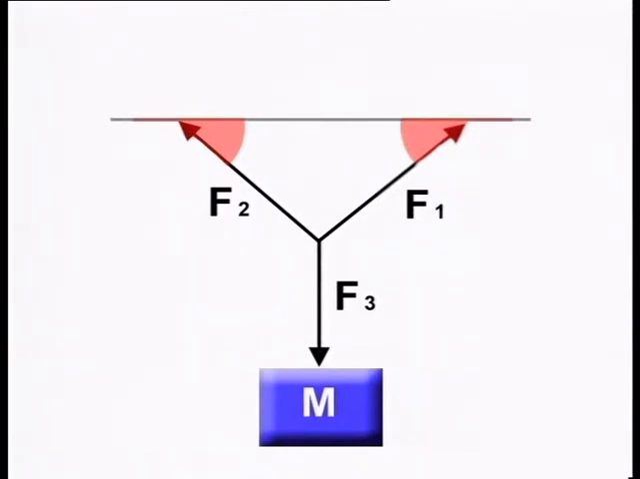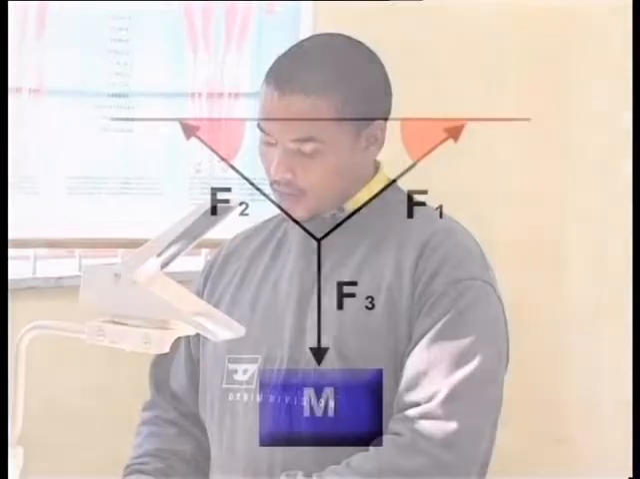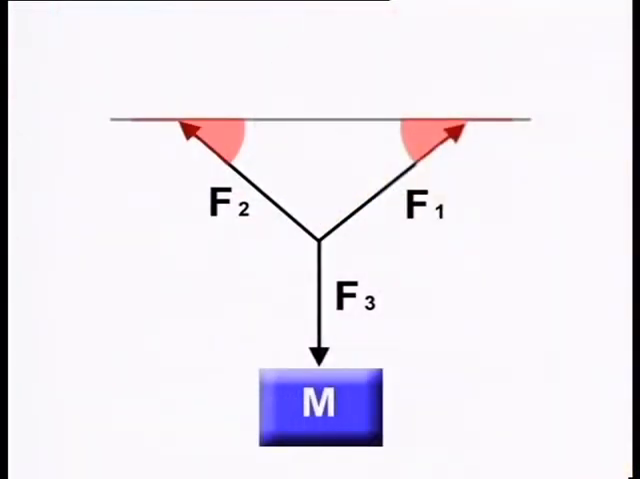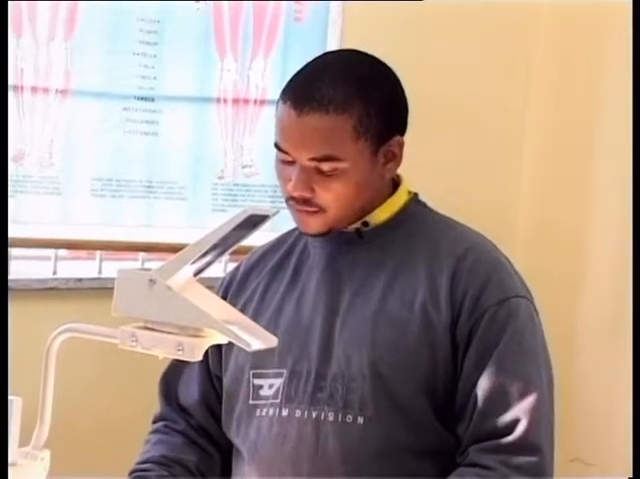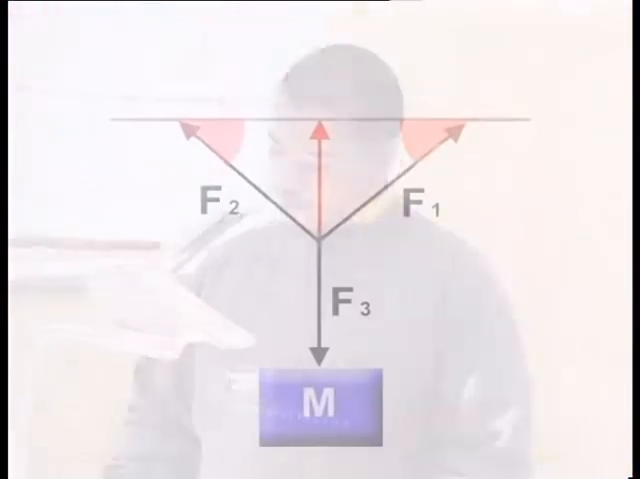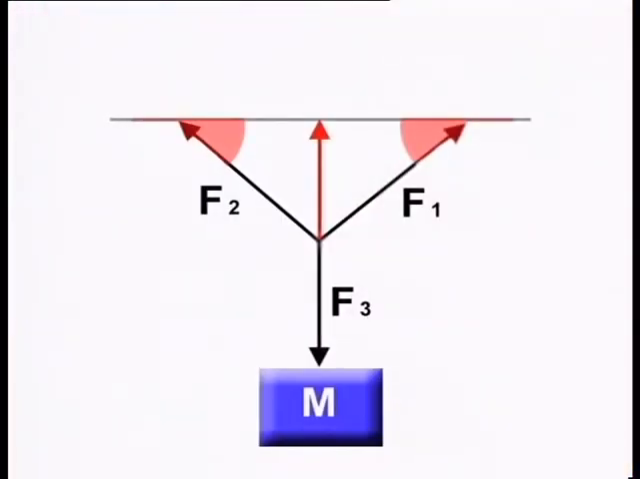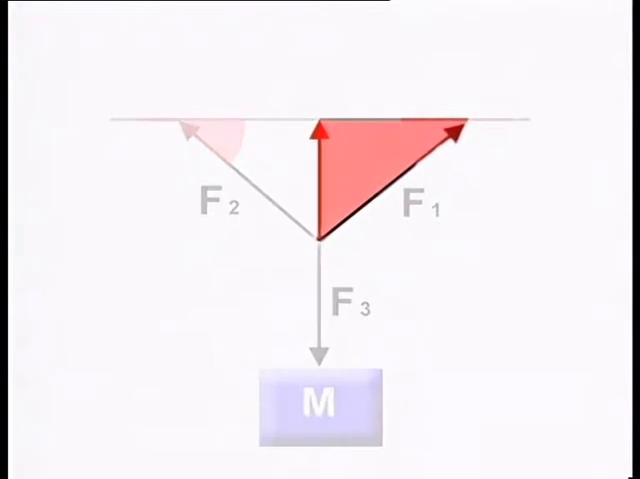F3. Because my object is not moving, it is stationary, that means the sum of F1 and F2 will result in what? F3. Now, in constructing this, I know there's a force which acts upwards, which is my resultant force, isn't it? Then I will bring this as it is, right? And then making this parallel to this, then I have my triangle.